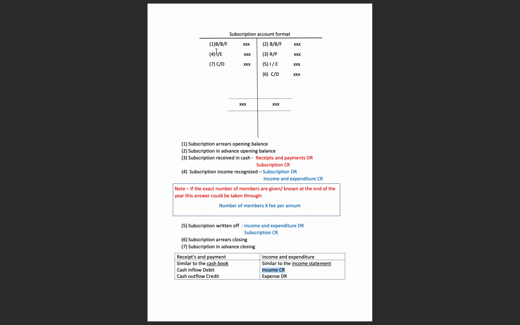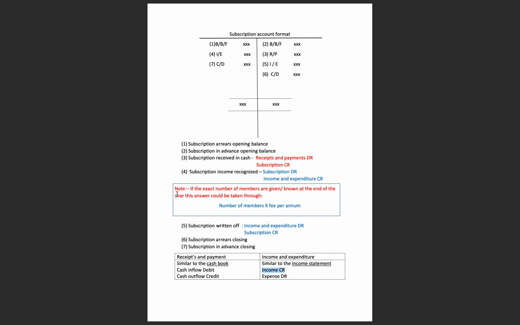That's why you see this appearing on the debit side. Okay, so remember subscription income. How do you mark that one? Inside the income and expenditure account, this is coming on the credit side because it's an income. Therefore, inside subscription account, now this will come on the debit side.